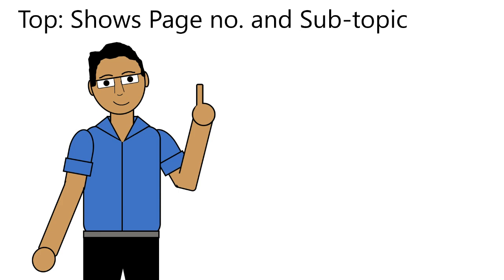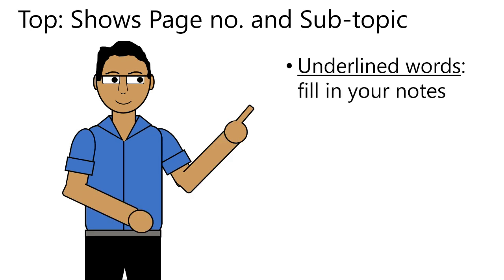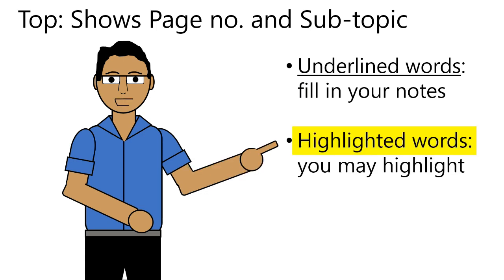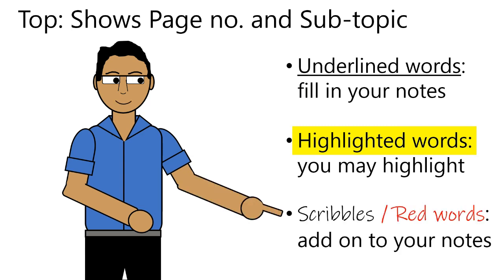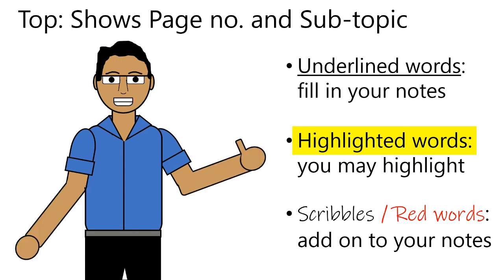As usual, the top will always show the page number and subtopic. If you see any underlined words, please fill it in your notes. If you see any highlighted words, you may choose to highlight them. And finally, if you see any scribbles or red words, you can add on to your notes. Alright, let's go.